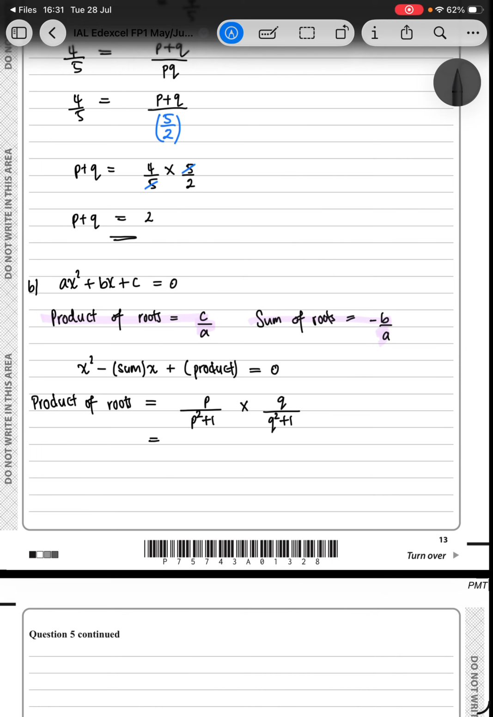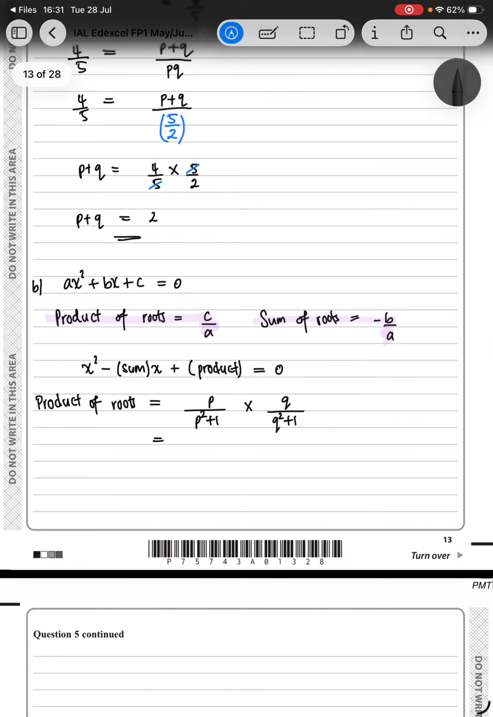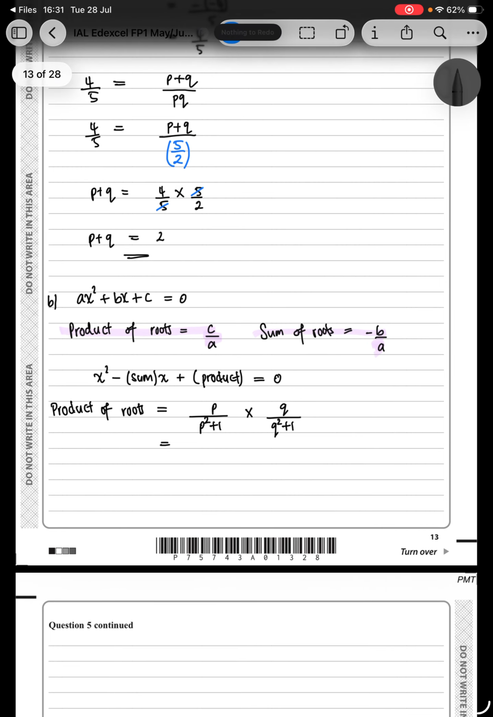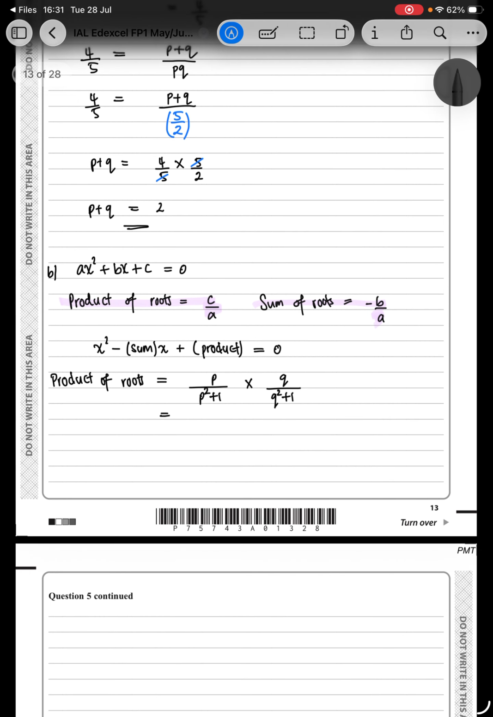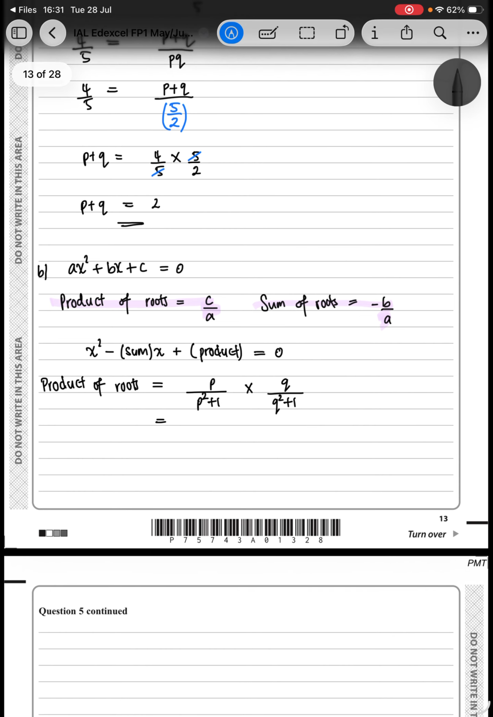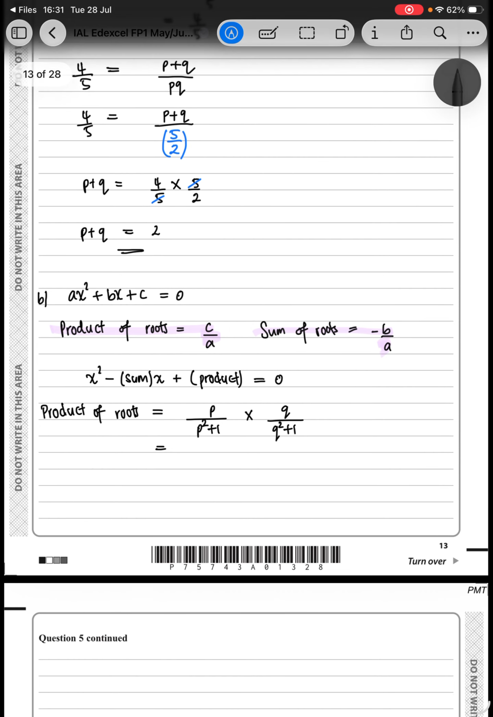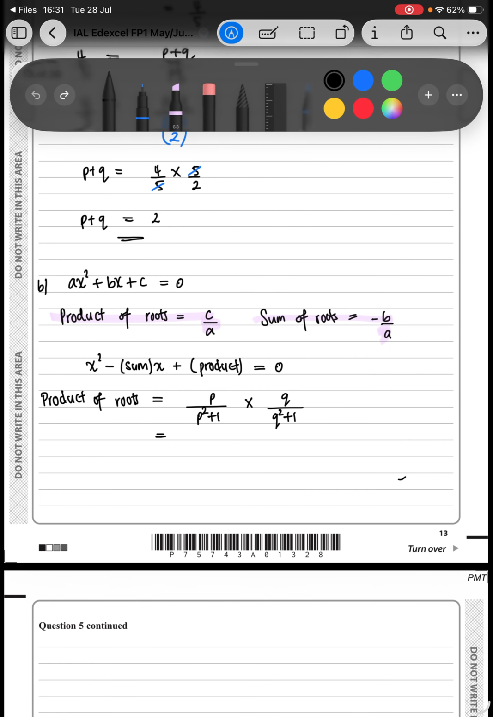So let's do the same thing as we did before. P times Q, PQ, over the denominators, P squared plus 1 into Q squared plus 1. PQ over P squared plus 1 into Q squared plus 1.